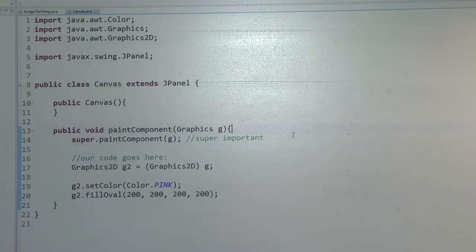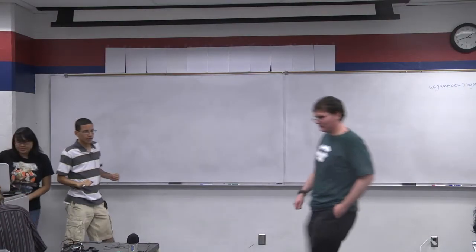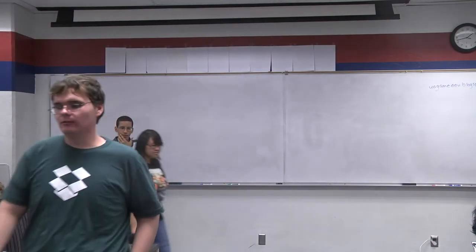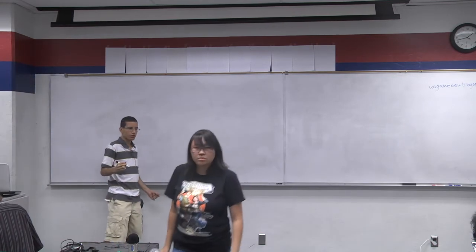Now the challenge is, how do we animate stuff on the screen? Because we don't want to be drawing the same thing for the entire game. We want it to change based on what's going on in the game. So I'm going to turn off the projector and draw stuff on the board to explain how we're going to do this next part. So I think most of you are pretty familiar with how animation in general works.